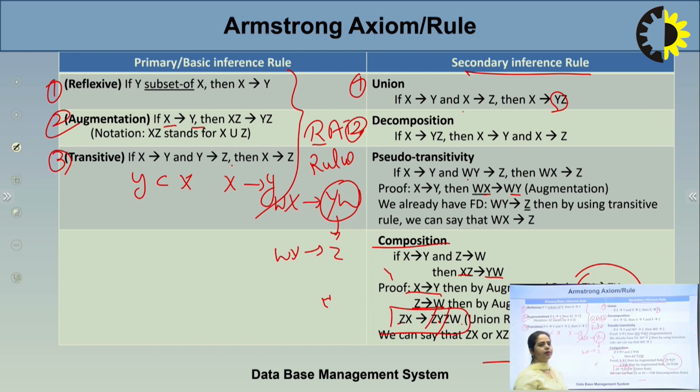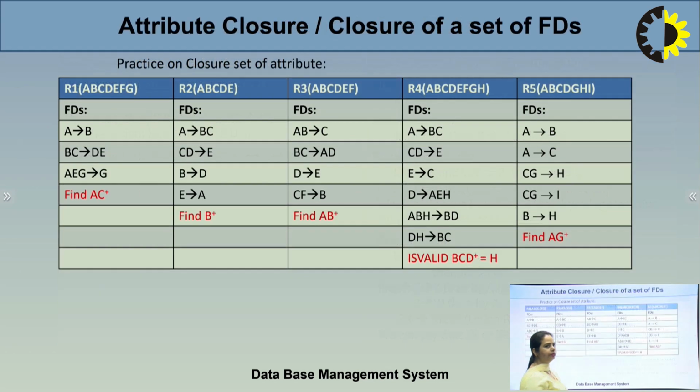So these are some of Armstrong's axioms rules with the help of which we can find the closure set of a given attribute. Next, let's have some practice problems on the attribute set or closure set of a functional dependency.